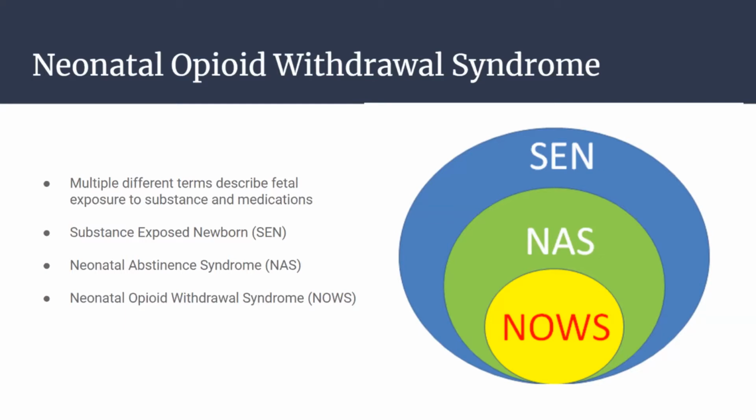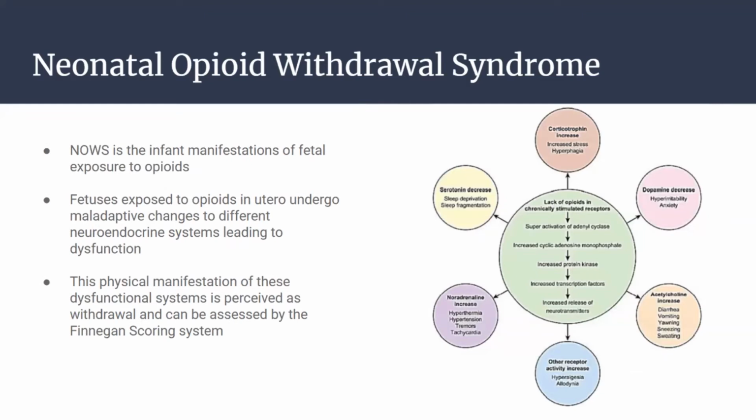Because of our current epidemic, the term NOWS has really been coined. And over the past year to 2 years, it has started to take a forefront within the medical literature and the terminology. So when someone is wanting to talk about specifically opioid withdrawal, NOWS is the term that is used more, it is the more contemporary term to use. NAS would really mean many other things or any other substance. So when we talk about NOWS, we're really talking about the physical manifestation of a neuroendocrine dysregulation.